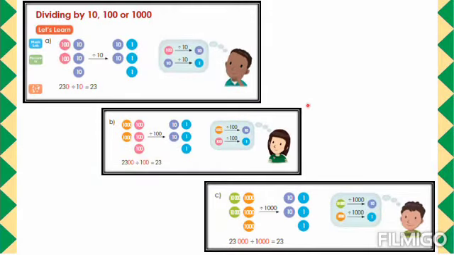Now class, let us start on our lesson. The first subtopic of our lesson is dividing by 10, 100, or 1000. We'll be learning here how we are going to divide numbers with zeros. We have three numbers to use for our discussion. The first one, as you see on my pointer, is 230 divided by 10 equals 23. Listen, class, I will discuss it to you.